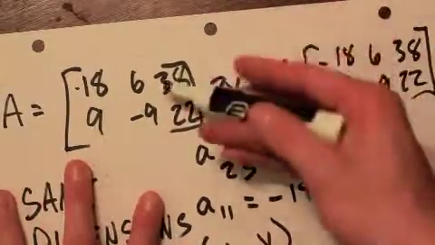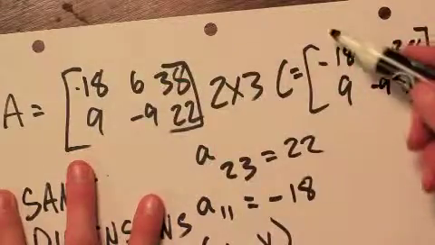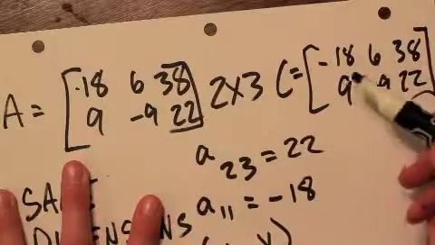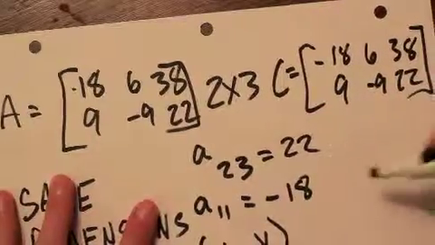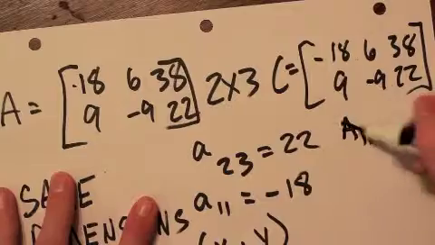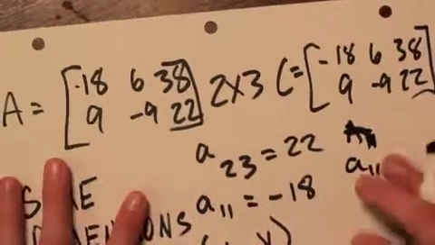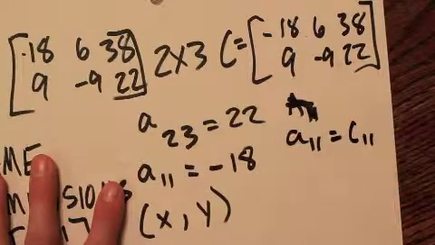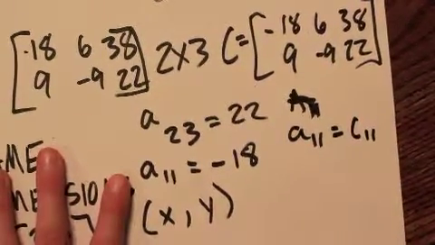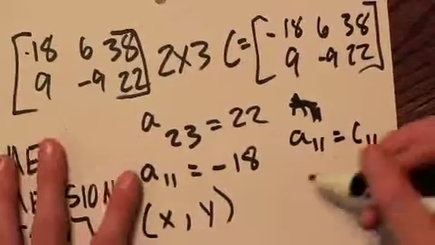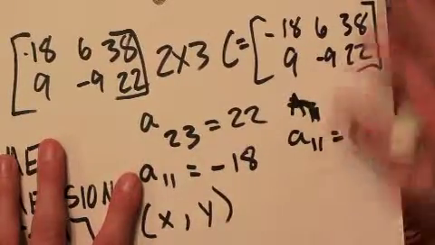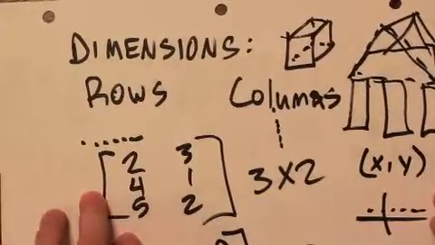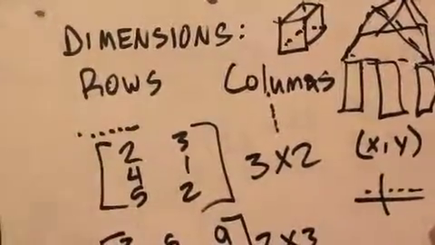And they also have the same corresponding points. Negative 18, negative 18, 6, 6, 38, 38, so on and so forth. So A11 would be equal to C11. That is how you can consider if a matrix is equivalent. And that is your first video tutorial on matrices. Welcome to the real world, Neo.